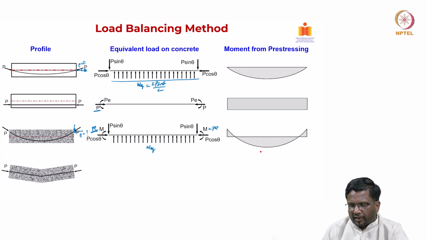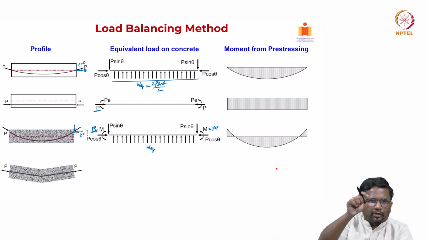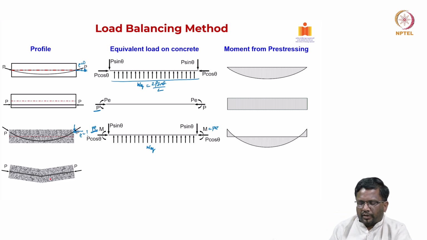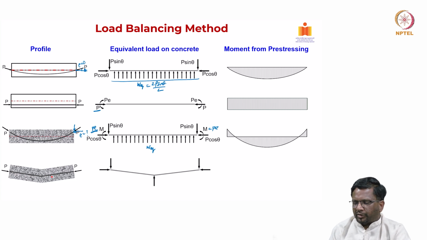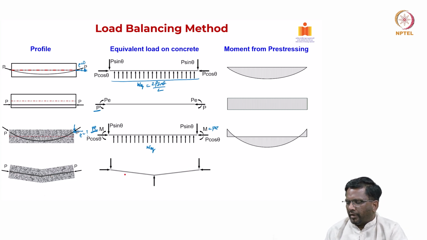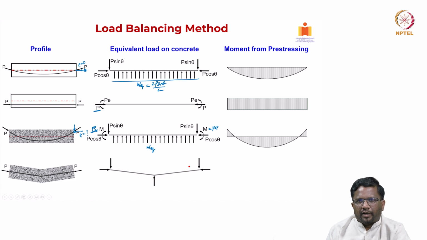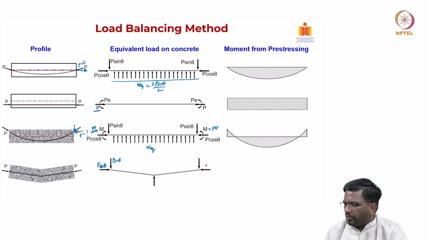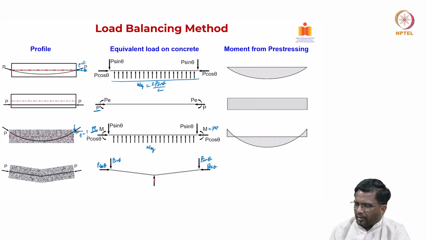Now, next is another interesting case. Now, the beam is actually having this kind of a profile, right. And the cable is also following the profile, the CG of the beam. Now, you see here, if I assume this as an equivalent line element, you will find that these are the internal forces that we are going to get, okay. Again, P sin theta, P cos theta, P cos theta, P sin theta, right.